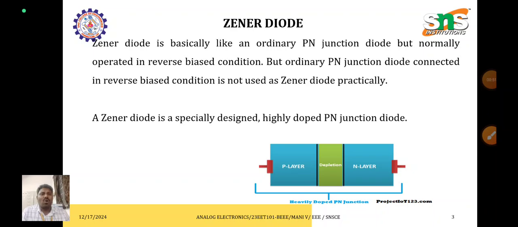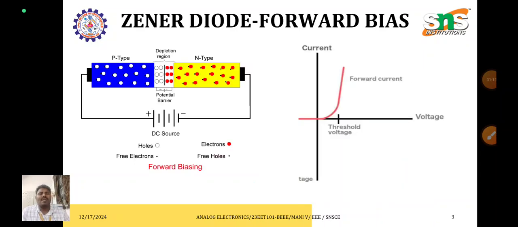The ordinary PN diode is lightly doped, so we require a high voltage to break down the depletion layer. But the Zener diode is specially designed with a highly doped property, so less than 6 volts is sufficient to break down the depletion layer. And this is the forward bias, which is similar to the ordinary PN diode.